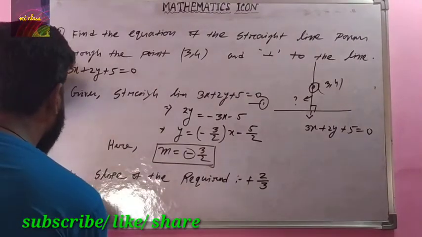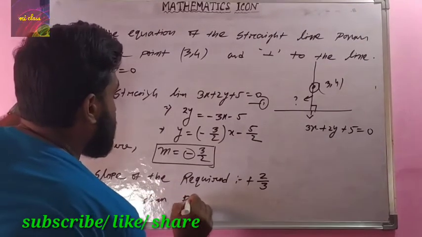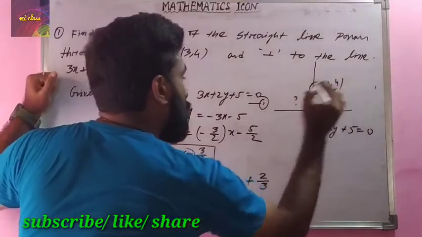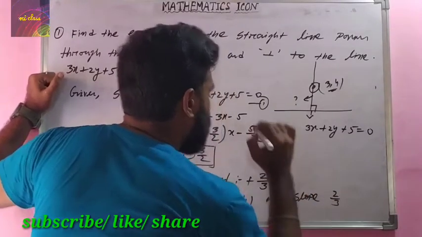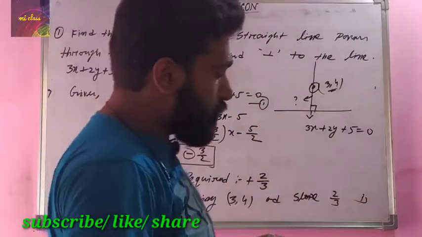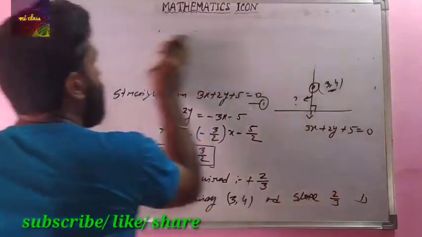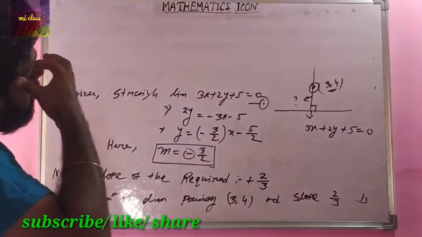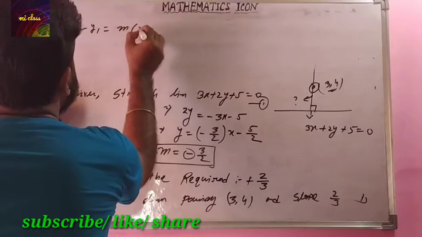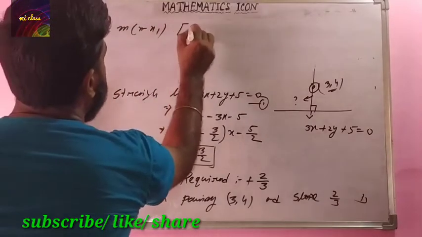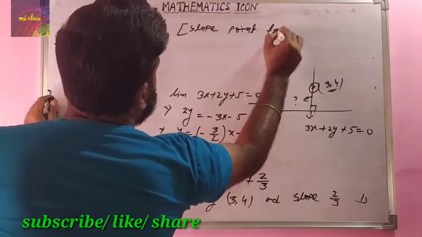Okay, now equation of line. I think this required line is passing through one particular point which is given in the question, and the slope is 2 by 3. Now you can use the slope point form. What do you mean by slope point form? In various lectures we have used the slope point form: y minus y1 equals m times x minus x1. This formula is called slope point form. Various lectures were given regarding this slope point form.